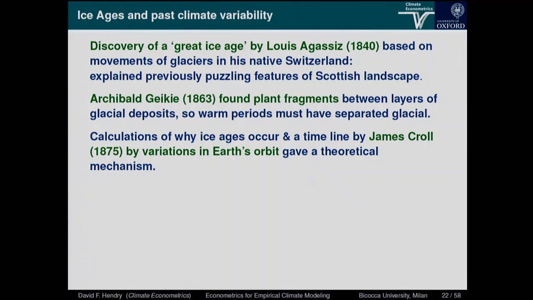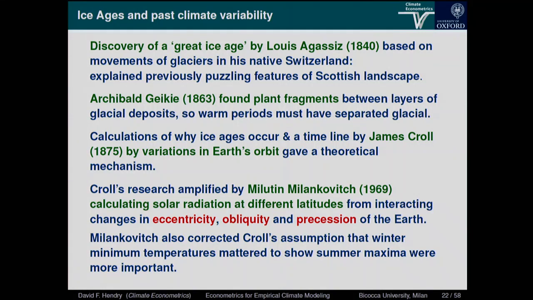Well, he's the one who does them backwards in time a million years. Now, it's not exact, and there's been a lot of doubt about exactly how this operates, but he gives a theoretical mechanism for these things, but there's no real observational data until people start drilling into ice cores and picking up changes in foraminifera and the pollen that's dropped into measurable beds. Now, Milankovitch calculated the solar radiation at different latitudes from the interacting changes in eccentricity, obliquity, and precession of the Earth as it goes round in the sequence.